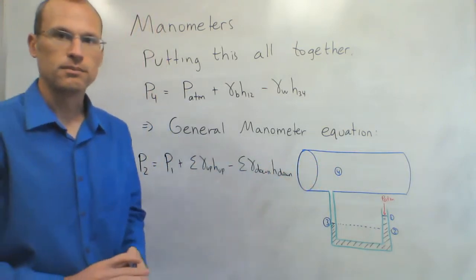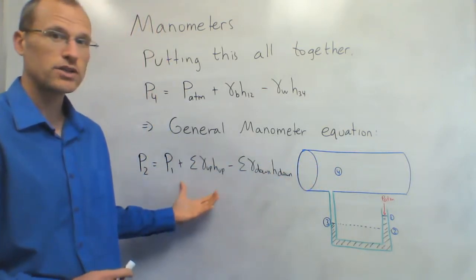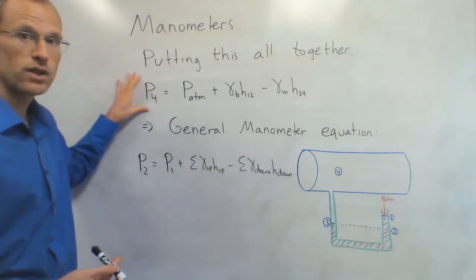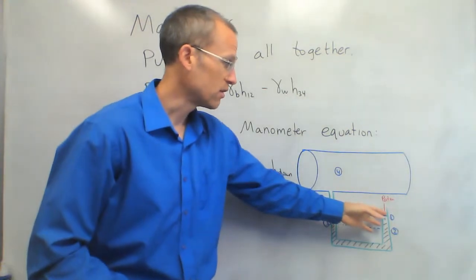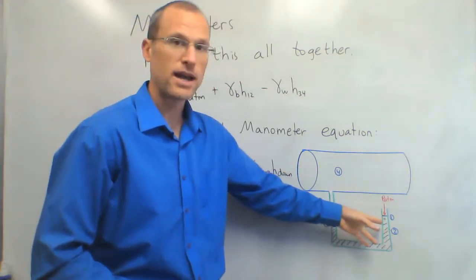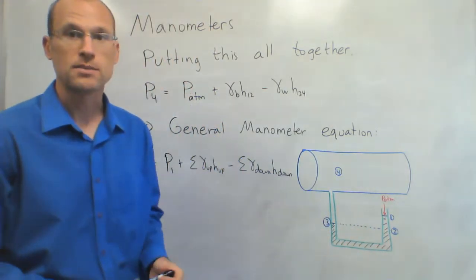So generally, I don't really use this equation. The way I do it is the same way I just derived this one. I just start somewhere and then think about getting to the other point, and if I'm going down, that means I'm adding hydrostatic pressure. If I'm going up, it means I'm subtracting it.